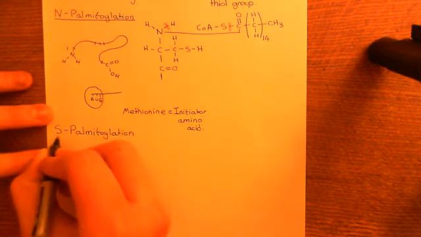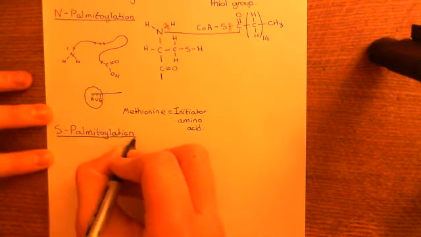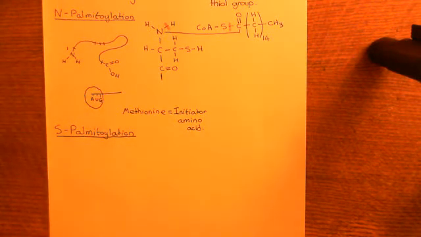Okay, so let me firstly give an introduction to S-palmitoylation, and then I'm going to tell you about the 4 different types of S-palmitoylation, and they all follow the same pattern. It's just basically trying to explain when S-palmitoylation occurs. So really, the 4 different types are actually 4 different examples of when it would occur, basically.